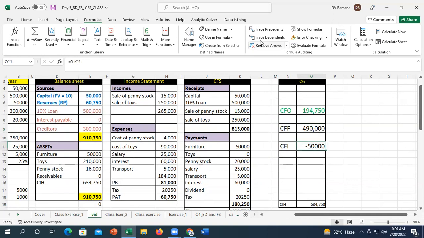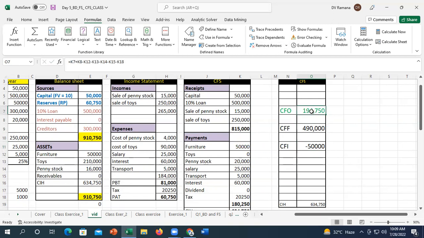Then that brings us to the cash from investment activity. There is no receipt from the investment activity. Neither the company received dividend, nor they sold any share or any other assets which are non-operating. In this case, we treat the penny stock as a part of their main business. So CFI is only purchase of furniture.